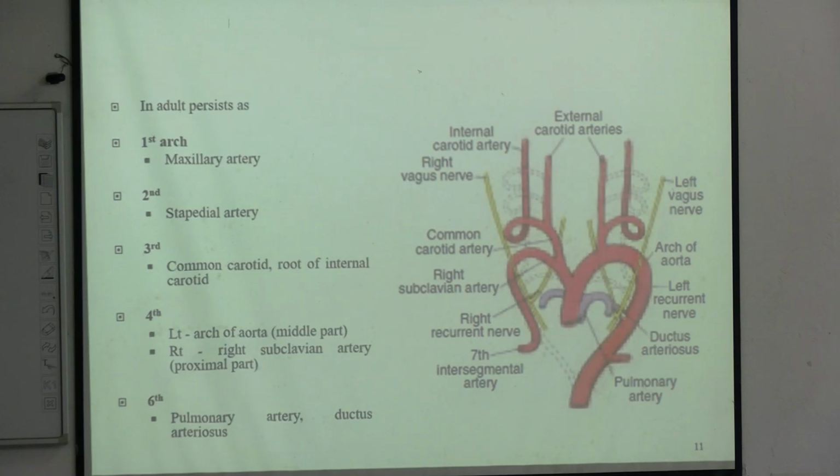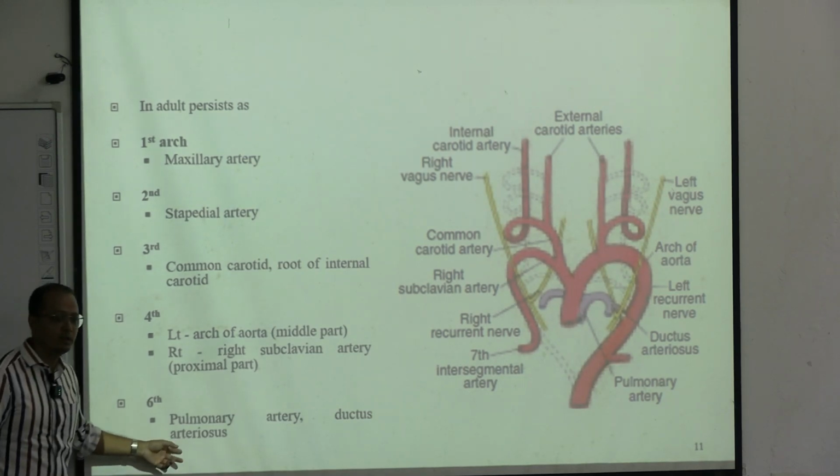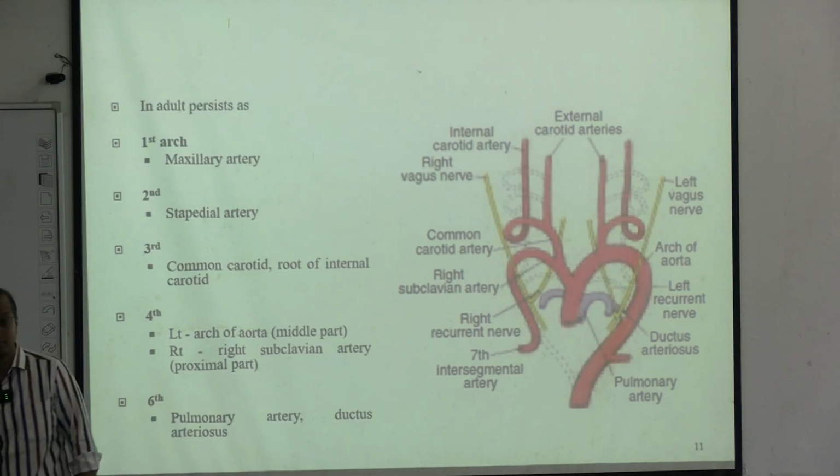So the arch of aorta, after the ascending part, has a tiny middle portion. That middle portion is formed from the left side, and the right side forms the beginning of the subclavian artery. The beginning part of the subclavian artery on the right side, and on the left side it is forming the middle portion of the arch of aorta. The 6th one forms the pulmonary artery and the ductus arteriosus, which eventually becomes the ligamentum arteriosum.